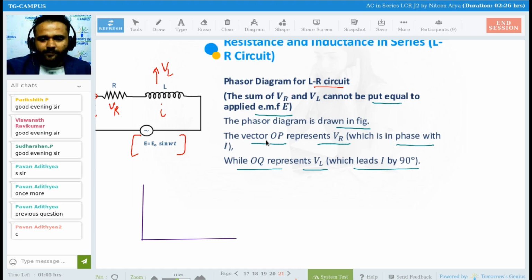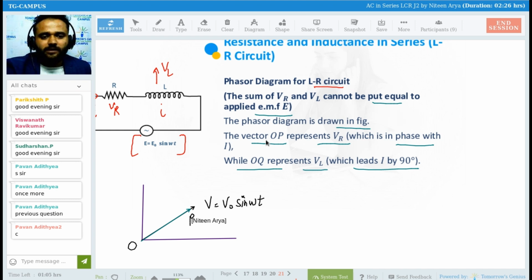So suppose what they ask: phasor diagram in the shown figure, vector OP represents the VR. Suppose this is the given voltage, or EMF, E equals E naught sine omega t. So on the same line, because R, or you can say the voltage at R, is going to be the same. So this is my given voltage V, which is V naught sine omega t. And this is the OP vector.